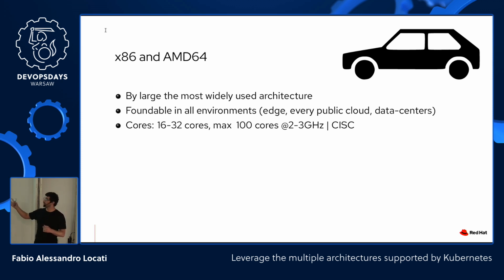Size-wise, we are talking about usually between 16 and 32 cores per system. You can reach 100 cores, yes, you can even reach a higher count if you go on 4-socket systems, but that is fairly niche, and probably you're not going to run Kubernetes on that. And this is a CISC kind of architecture.